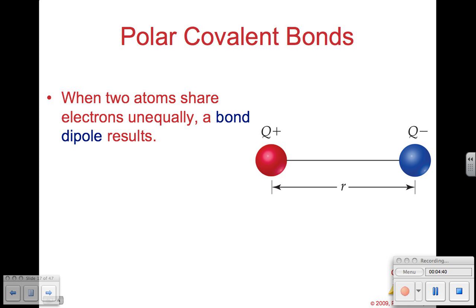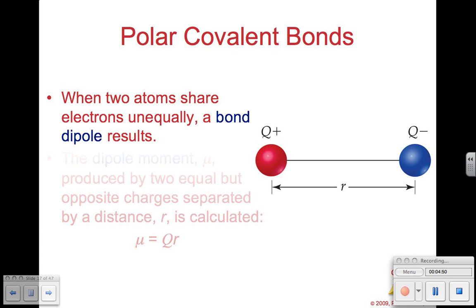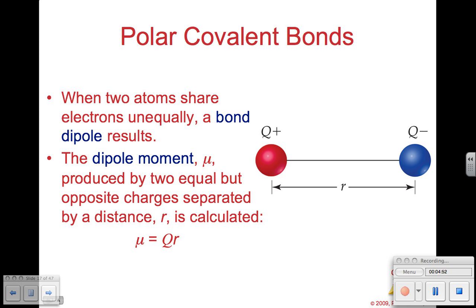Okay, so a polar covalent bond: when two atoms share electrons unequally, a bond dipole results. Okay, so a dipole, and we've got another equation here. This one is related to the dipole moment, or how polar this bond is. It's produced by two equal but opposite charges separated by a distance of r. And it's calculated by using that equation, which we'll practice in class tomorrow.